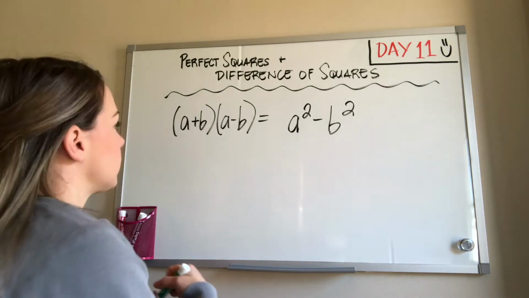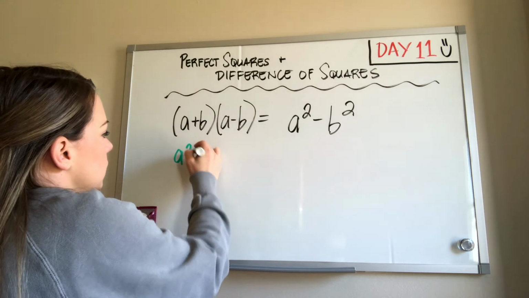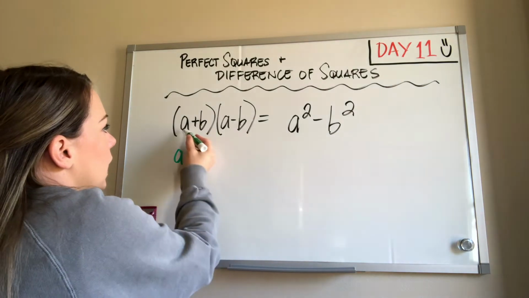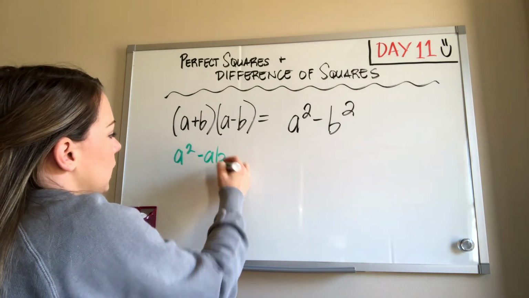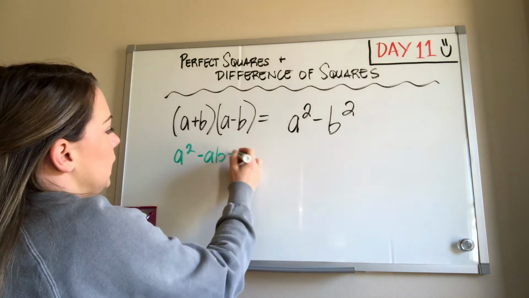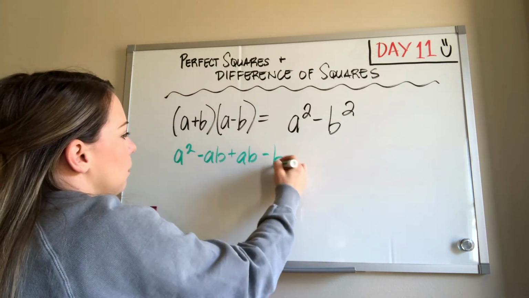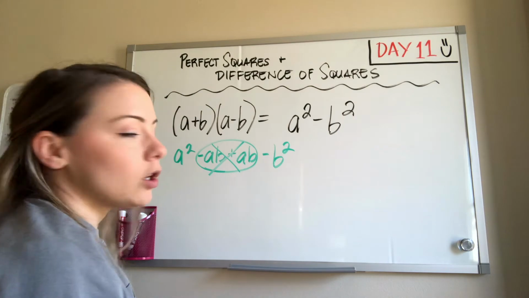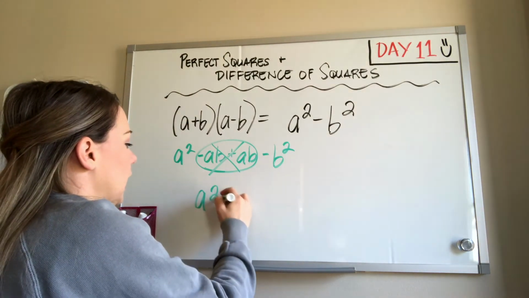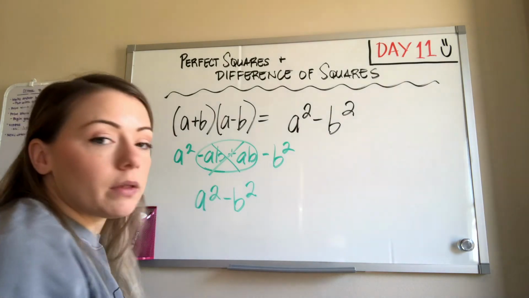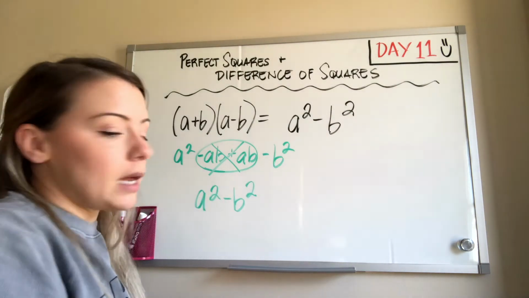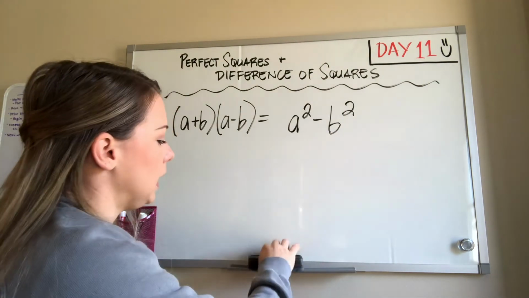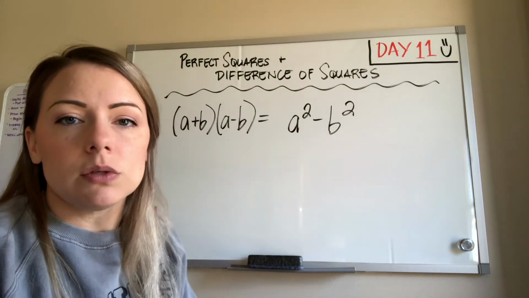So let me show you what this looks like. If I had my first a in my first binomial distributed, I have a squared, and then I would have minus ab. Then I'm going to distribute my b, and I'd get plus ab, and then I would get minus b squared. We can see right here that these two terms would cancel out, producing a squared minus b squared, which is the answer that I have on the right side of the board. So we have a special product because the middle term is canceling out. And we also still have perfect squares.